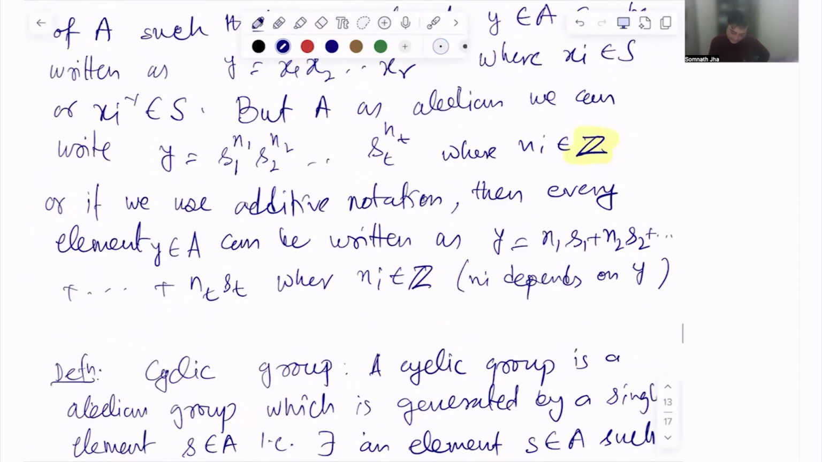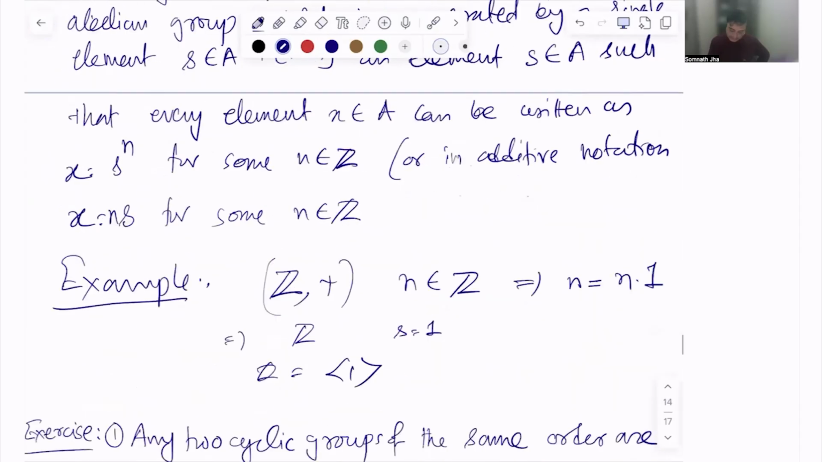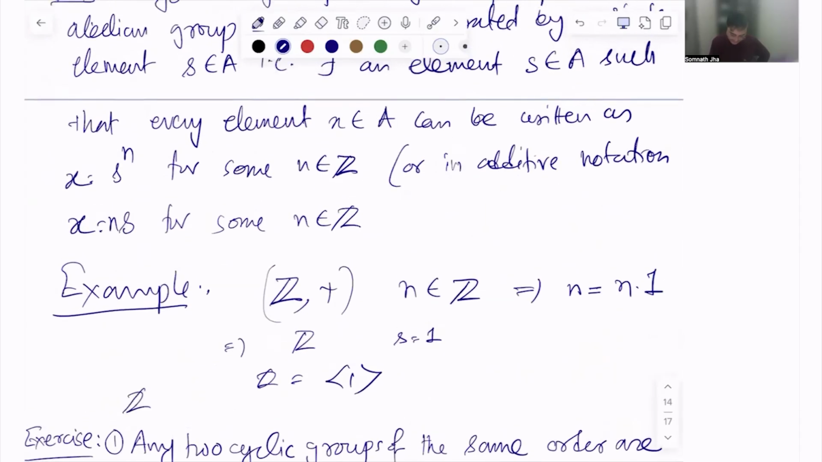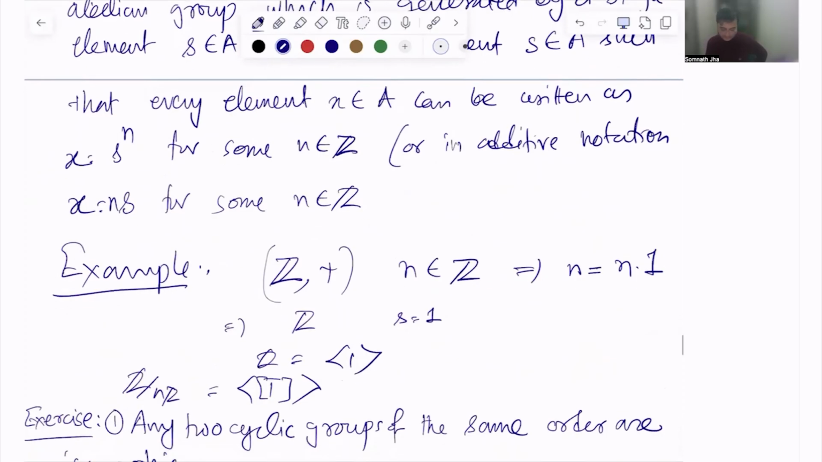So one writes A equal to the group generated by s1, s2, st. Similarly, Z mod n Z you can check is generated by the class of 1. Every class can be written as some n times this. So Z mod n Z is another cyclic group. The cyclic group Z is infinite and is generated by 1. The cyclic group Z mod n Z, as we have seen, has n elements. It is also generated by the equivalence class of 1. Also notice that Z itself is a generator of Z.